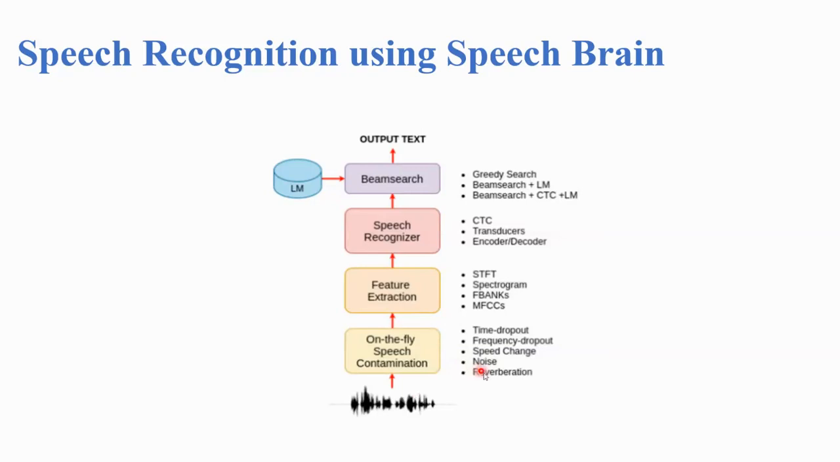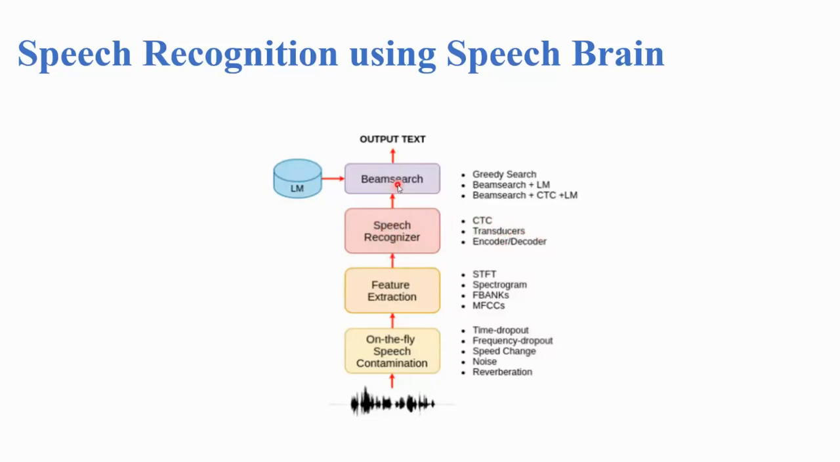So next is the structure of how they do it. As we always take, first is the pre-processing. This is an audio sample. Here you do all the speech pre-processing: time drop, frequency drop, speed change if you want, noise removal, reverberation, all these pre-processing steps will happen. Next is what features you want, whether MFCC features or spectrogram features. Then coming to speech recognition, either you want to use transformers, encoder, decoder parts, all these things.